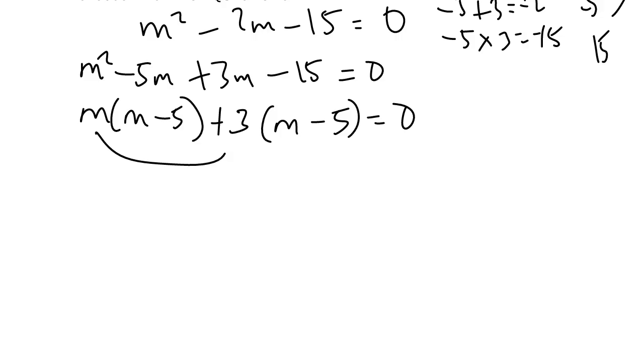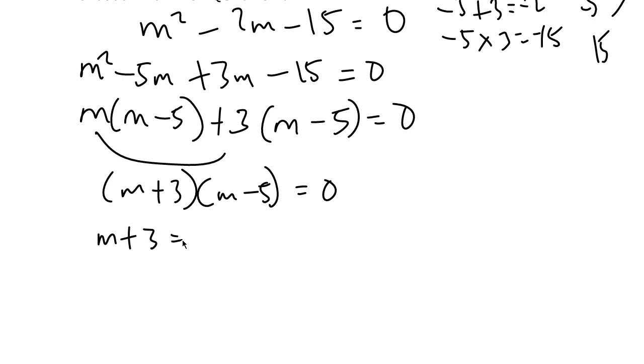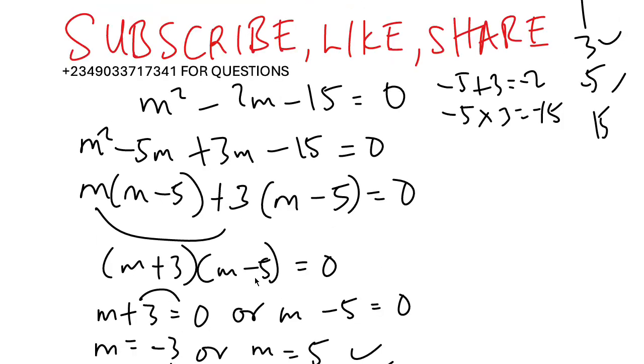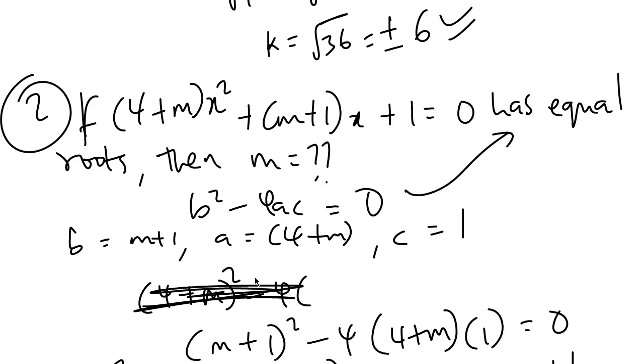So bringing it together, what do we then have? We now have that m plus 3 into m negative 5 is equal to 0. And then on solving this, we'll say m plus 3 is equal to 0, or m negative 5 is equal to 0. So the positive 3 crosses over. It becomes m is equal to negative 3, or m is equal to what? Positive 5. So these are the two values of m for which x squared plus m plus 1x plus 1 equals 0 has equal roots.